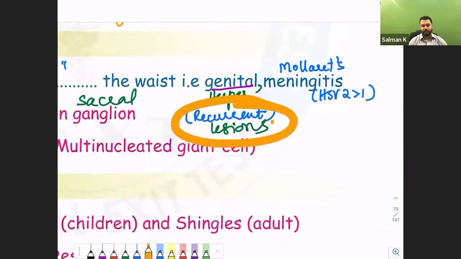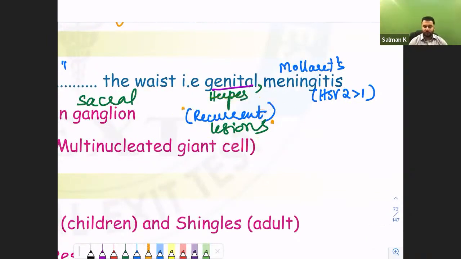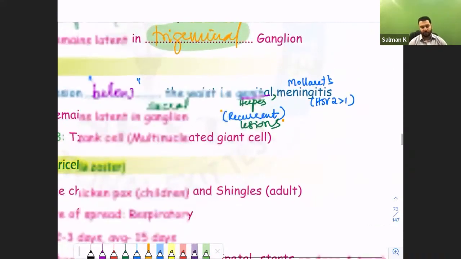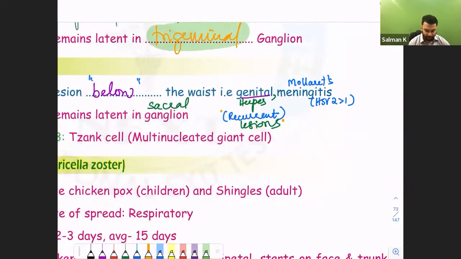Painful recurrent lesions. There are only two things that are going to be painful: one is chancroid, another is herpes. The ulcers themselves are painful in only two diseases among STDs: chancroid and herpes. And that exception you might have already seen is called Mollaret's meningitis.